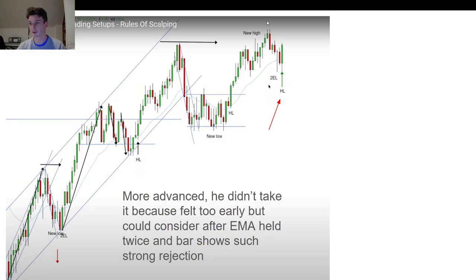This uptrend has a break in new high, but you don't want to take the second entry long immediately coming back to the EMA here. You have to wait on the higher low. And even that, he was considering more advanced.